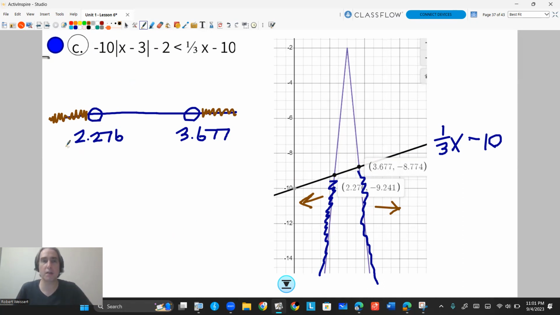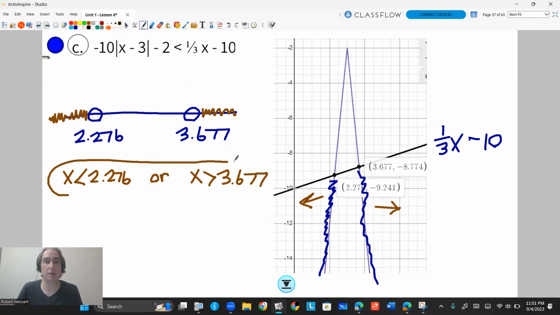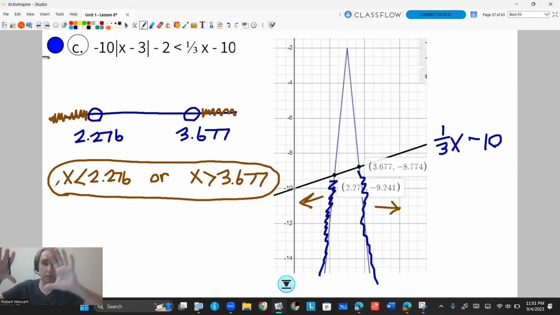So the graph is going to give you two solutions, two inequalities to work with. X is less than 2.276. Notice I said less than because it does not have an equal sign. And then X is greater than 3.677. And then since they're going apart from each other, we would use the word or in our statement. When they're connecting each other, we put the X in the middle, and you have your two less thans with the smaller number on the left and the larger number on the right.